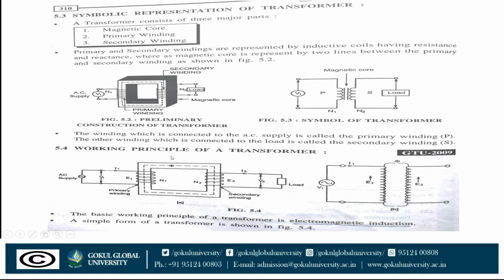Now we discuss the working principle of a transformer. First of all I introduce the circuit diagram. This is the transformer core, this is the primary winding having N1 turns with supply voltage V1, and this is the secondary winding having N2 turns and load voltage V2. E1 is the EMF induced in the primary winding, and E2 is the EMF induced in the secondary winding. I1 is the primary current and I2 is the secondary current.